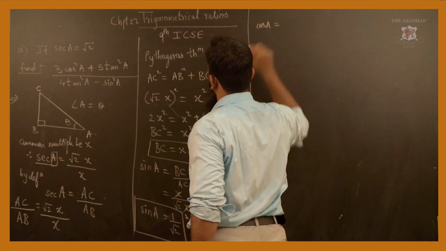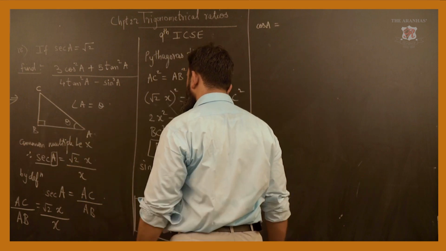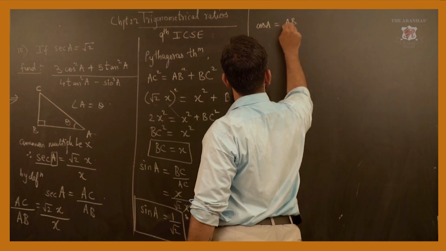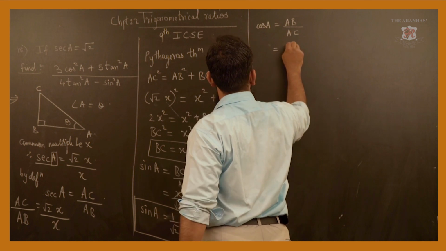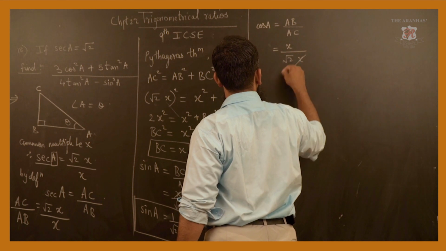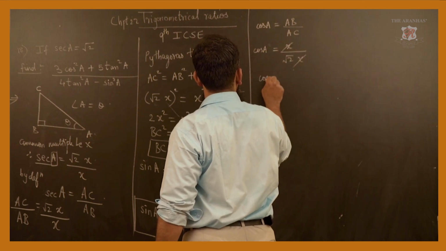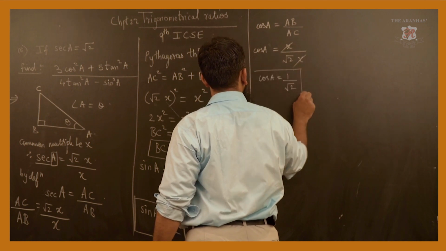If I go further, then I can get cos A. Cos A from definition will be the base AB to the hypotenuse AC, AB upon AC. AB given over here is x, AC is root 2 times x. So again x and x get cancelled. So cos A will be 1 upon root 2.